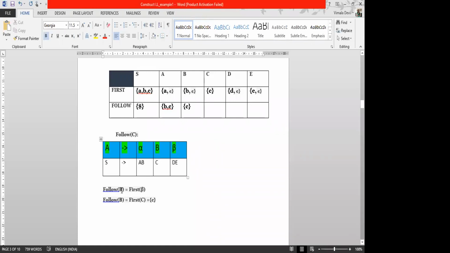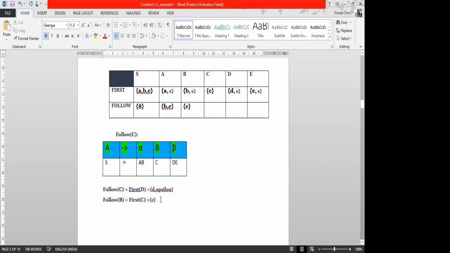Okay. Now how do we identify follow of C? Follow of C is equal to first of beta. That is the rule we have to apply. So follow of C is first of DE. First of DE is in fact nothing but first of D. What is first of D? It is D comma epsilon, isn't it?